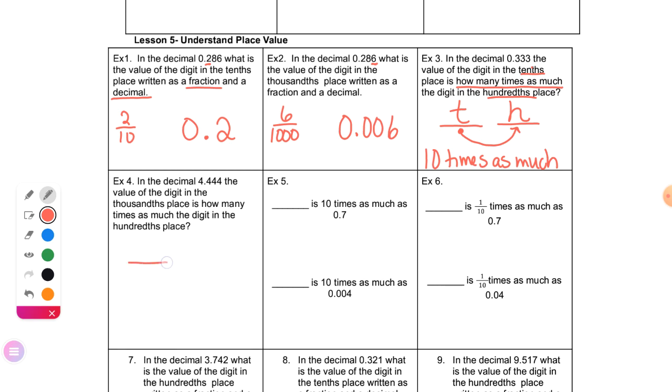Elia, can you help me set up my two lines for this one? What two places am I focusing on? Okay, the thousandths and the hundredths. If we were on a place value chart, which one of those would come first? Hundredths, so we would put our H right here and our T right there. Wyatt, how do I decide how to draw my arrow?